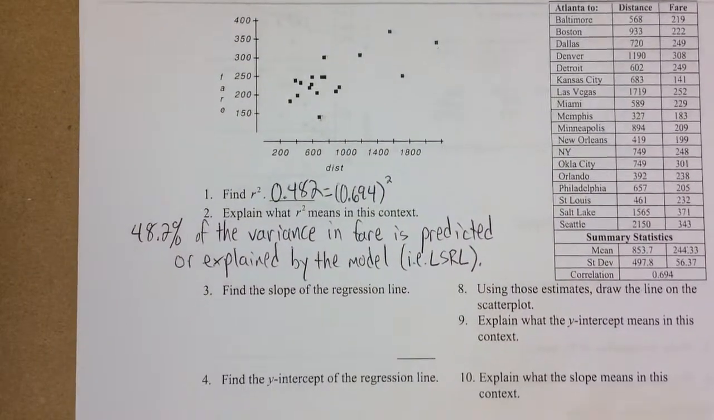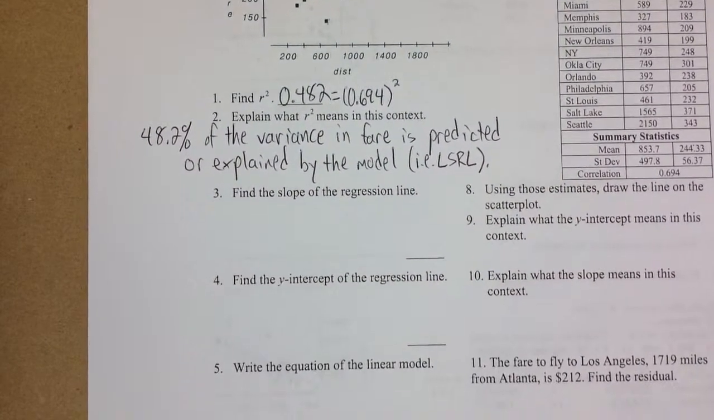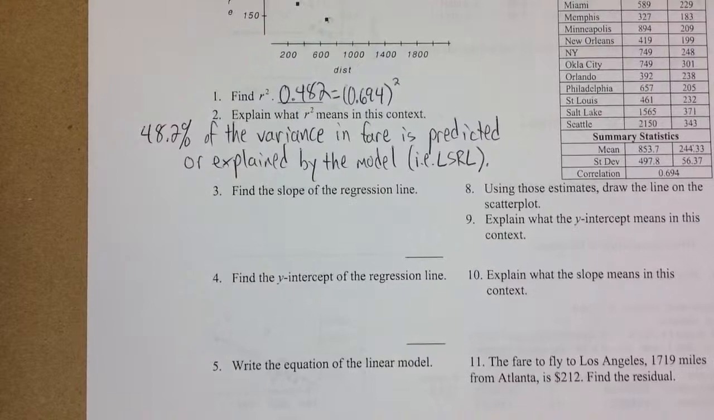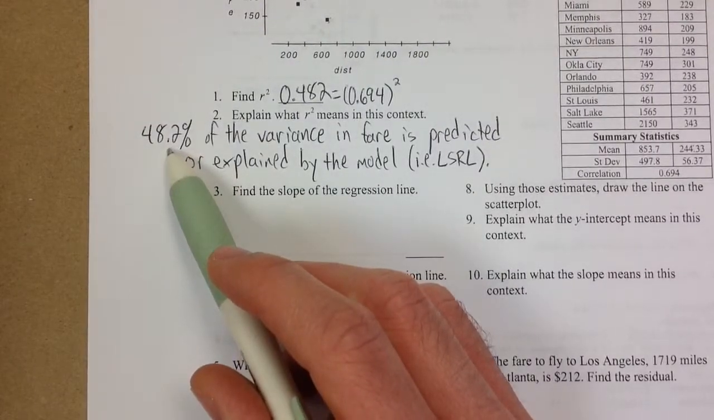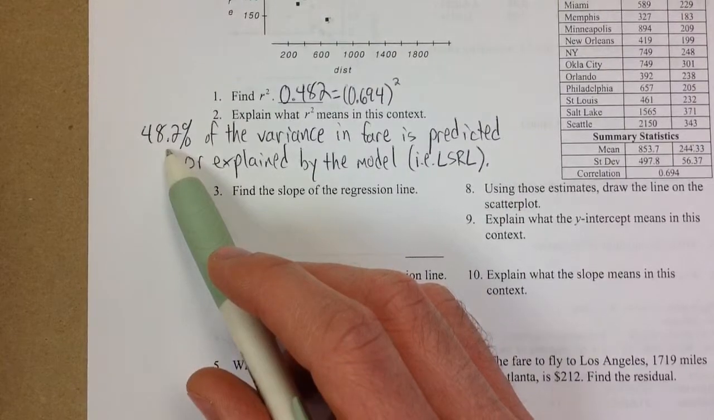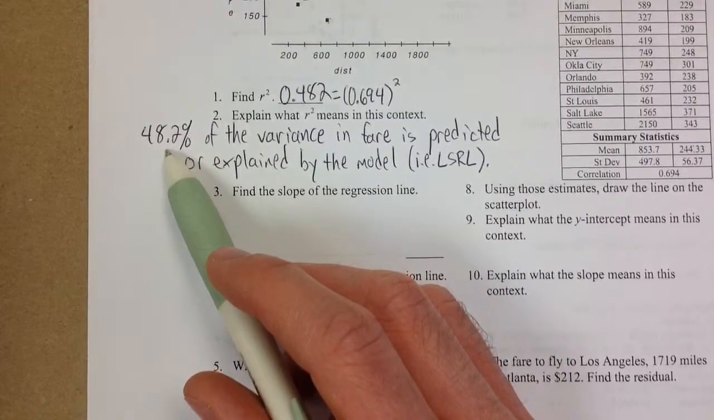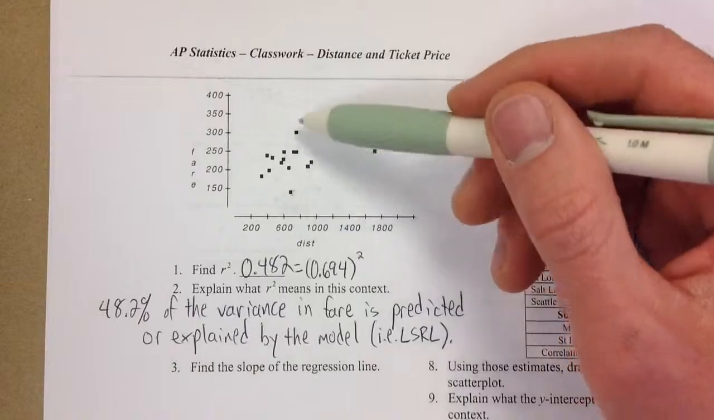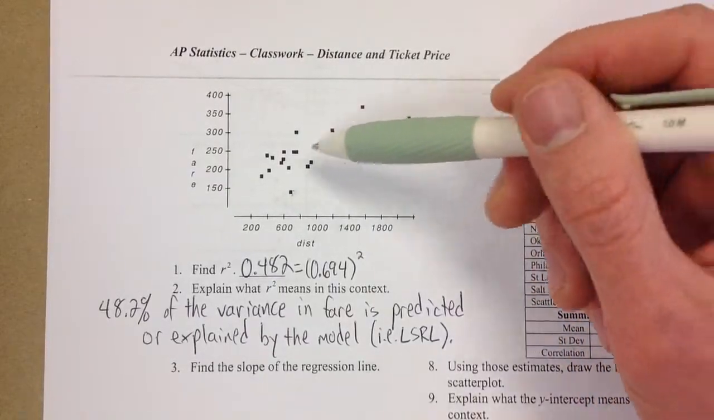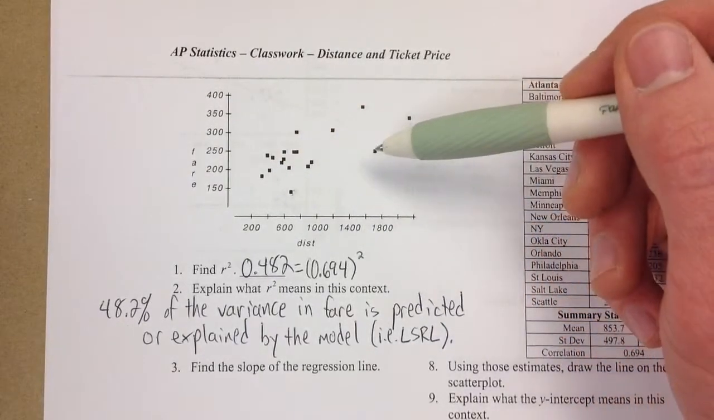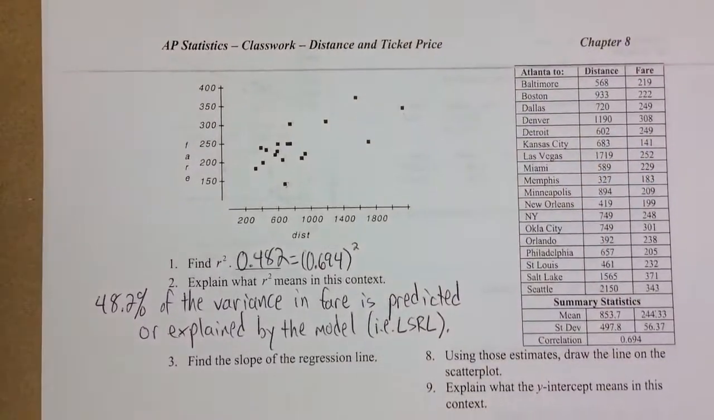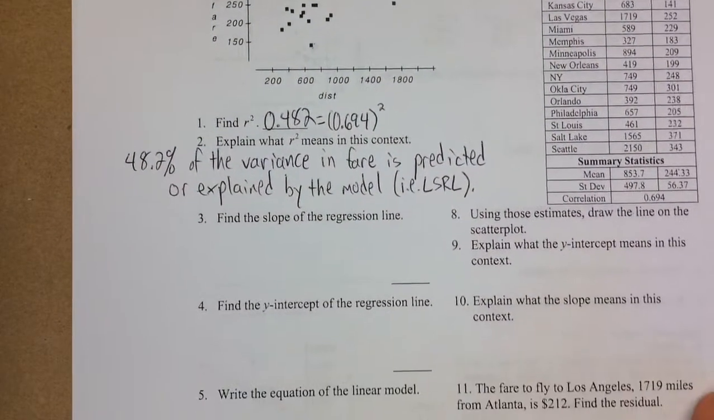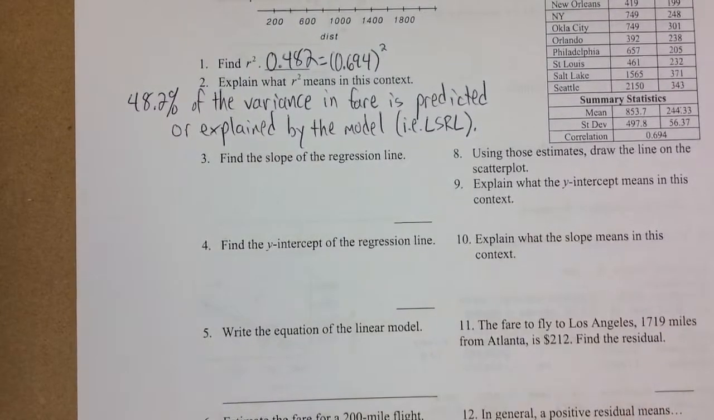R squared is used to ascertain how much prediction power a model has. One could argue that this model does not have very good prediction power because over half of the natural variance in airfares, the fact that the airfares differ from a mean, is not being explained by a model here. But one could argue it's a decent model.